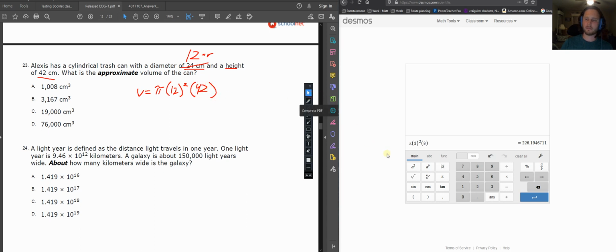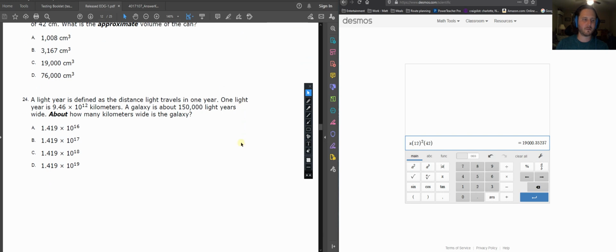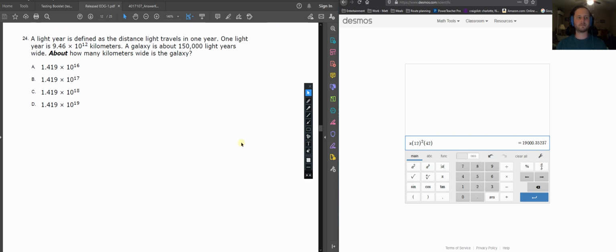All right, let's go ahead and punch this into our calculator. We have pi times 12 squared and times the height, 42. So for this one, we have quite a bit of a larger number. This is going to be close to 19,000 centimeters cubed. So that will be equal to C. All right, let's go ahead and move on to number 24.